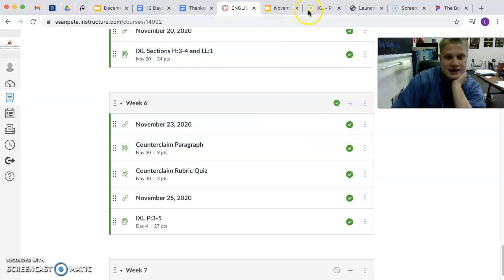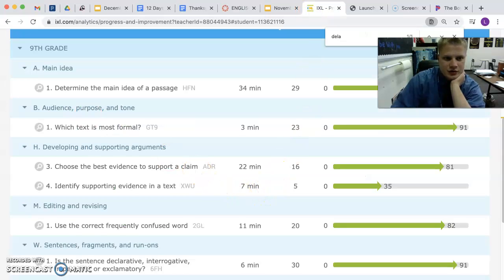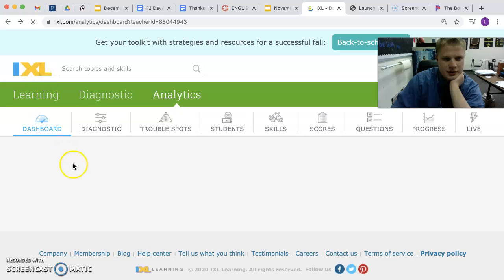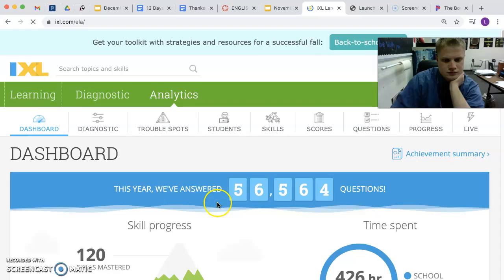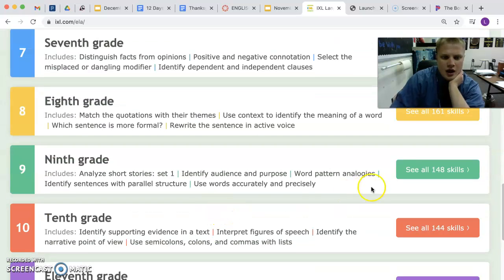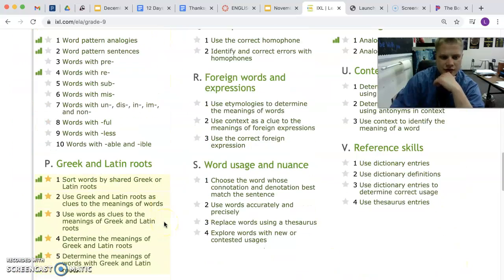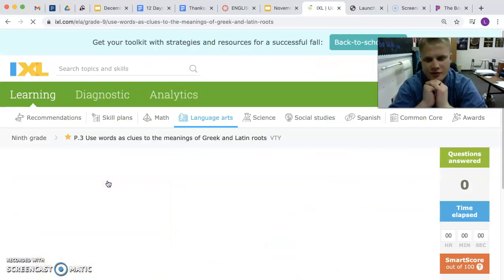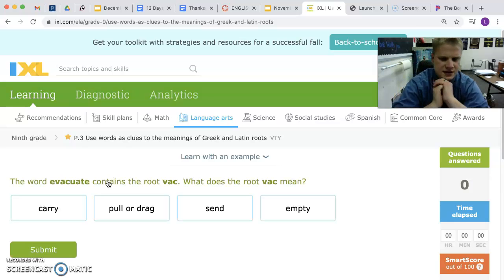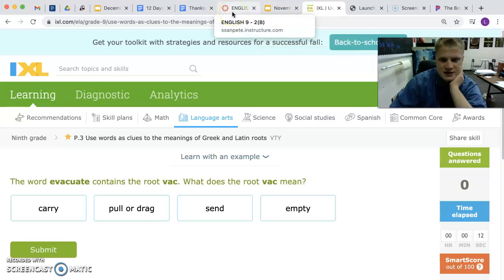The other thing is with IXL sections P3 through 4, and I'm going to go back here real quick. This should be something you're familiar with. We're going to continue our review of Greek and Latin roots, and some of you have already completed some of these, I have noticed. It's going to ask you to find what the root is and what the root means for each of those sections. I would like you to get all of those to 90%. If you have questions on that, please let me know.